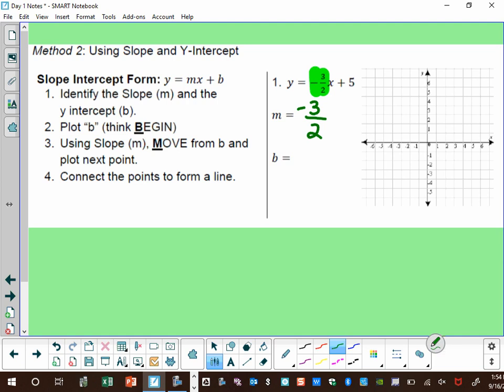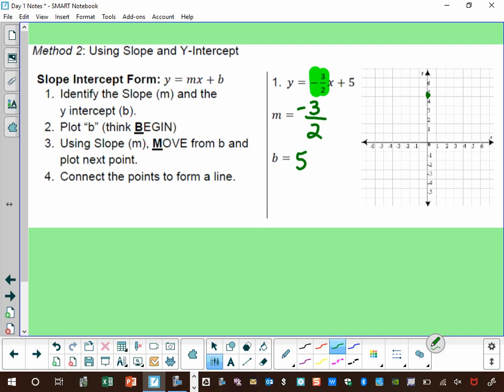Well, Curtis, what's my b? What's my y-intercept? Positive 5. All right, so now that I know that my y-intercept is 5, that's where I begin. Go to your y-axis, go to positive 5. 1, 2, 3, 4, 5. Make your point.